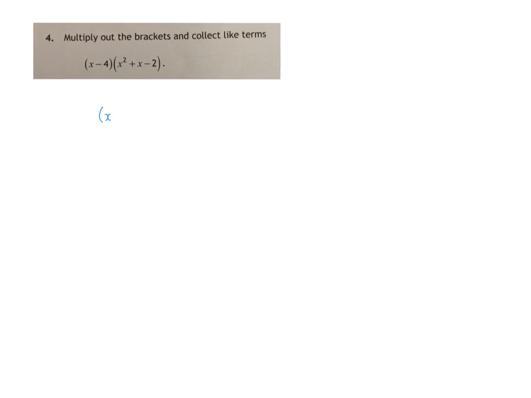Okay, question 4. We've got x minus 4 times by x squared plus x minus 2. Okay, so we start with our multiplying out process. So we have x times x squared, which is x cubed. We've got x times x, which is plus x squared. We have x times minus 2, which is minus 2x.